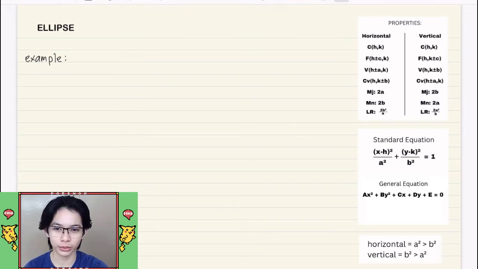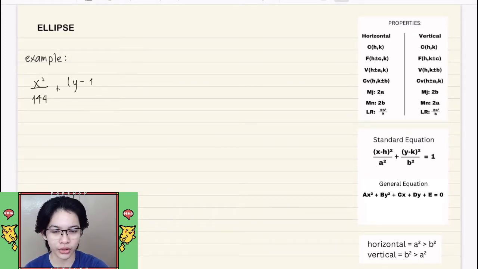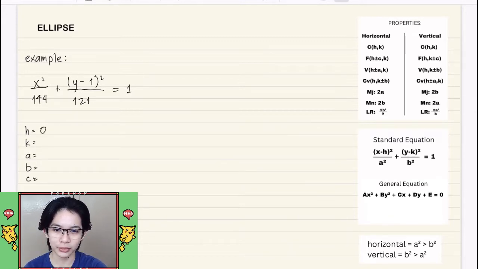Now, for the first example, x² over 144 plus (y - 1)² over 121 is equal to 1. To get the properties of the example, we should get h, k, a, b, and c. Since the first term is x², h is 0. And from the second term, (y - 1)², k is positive 1. a² is 144, while b² is 121. The square root of a² is 12, while the square root of b² is 11.